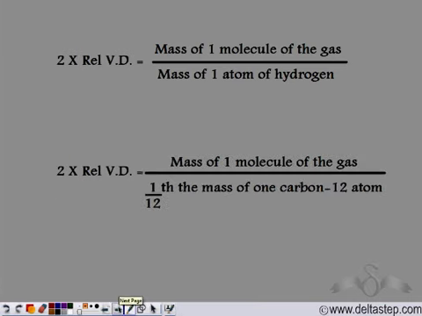So for the same equation, that is the mass of one molecule of the gas divided by the mass of one atom of hydrogen, we can replace the denominator by 1/12 the mass of one atom of carbon-12, because all the time we take carbon-12 as the reference. So we substitute the mass of one atom of hydrogen by 1/12 the mass of one atom of carbon-12. Are you reminded of anything by this? What is the relative molecular mass?